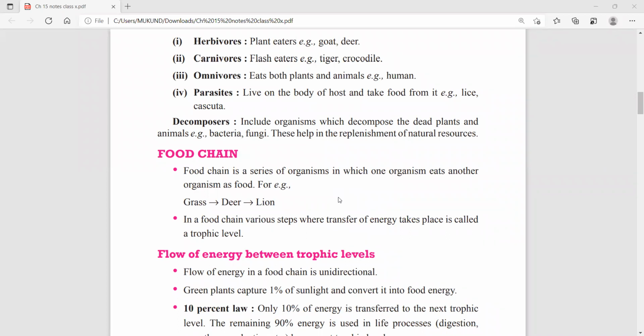Can lion give anything to deer? No, ma'am. Can deer give anything to grass? No, ma'am. So what is happening? It is unidirectional. It is always happening like this only, that grass is being eaten by the deer and deer is giving it to lion. And grass has got the energy from the sunlight.